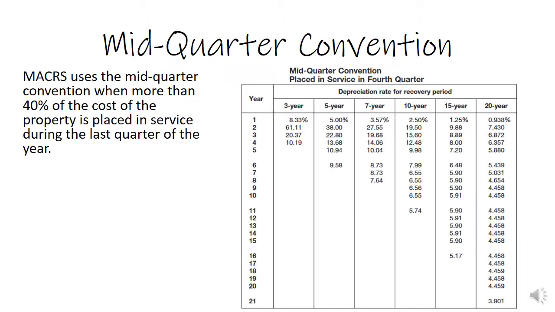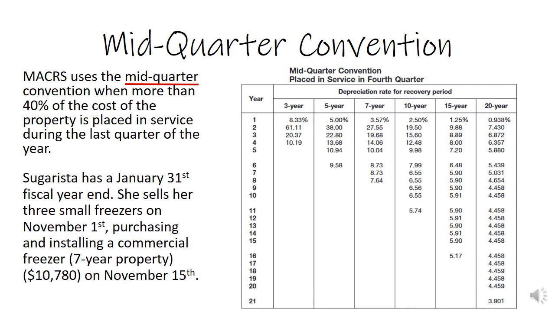As I alluded, MACRS uses the mid-quarter convention when more than 40% of the cost of the property is placed in service during the last quarter of the year. You can see the table there. Let's look at what that means for Sugarista. Assume that Sugarista has a January 31st fiscal year end.